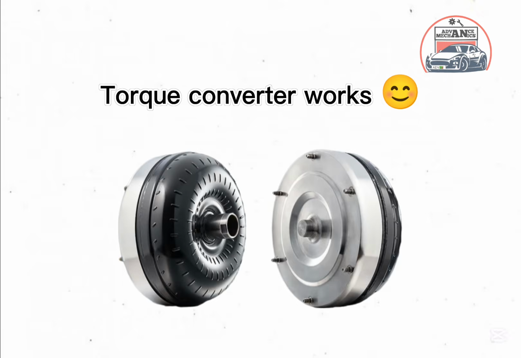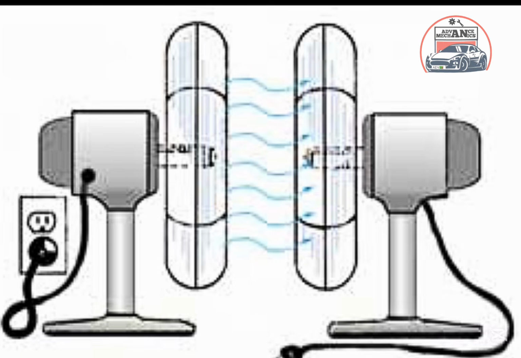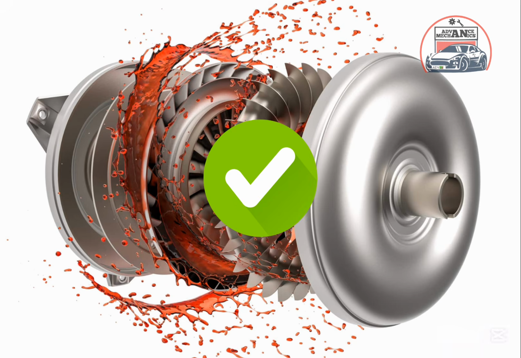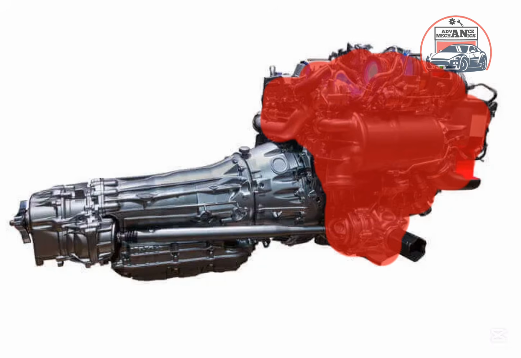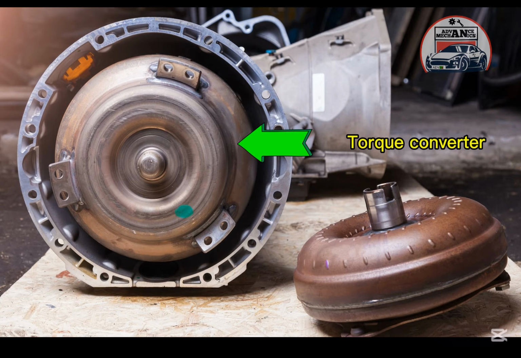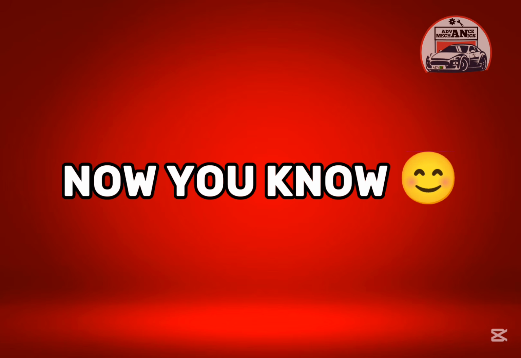So that's how a torque converter works, and I hope the illustrations helped you in understanding how this component works. The torque converter is located between the engine and the transmission inside the bell housing of an automatic transmission car. Now you know how the torque converter works.